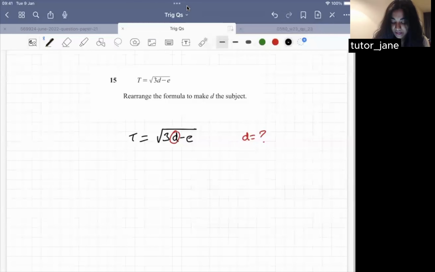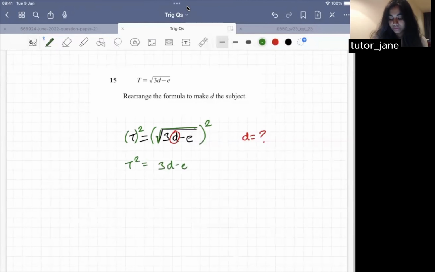So here we see we have a square root, right? So to get rid of the square root from this right-hand side of the equation, we need to do the opposite of that, which is to square it. Because the opposite of a square root is to square. And what we do to one side, we have to do to the other. So then we have to square the other side as well. So then this gets rewritten as T squared equals 3D minus E.